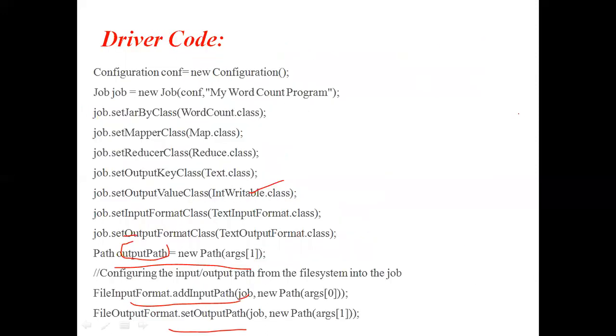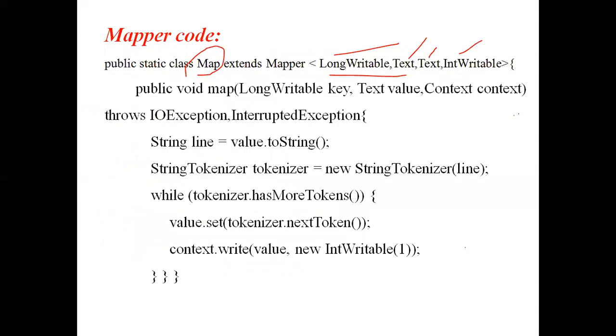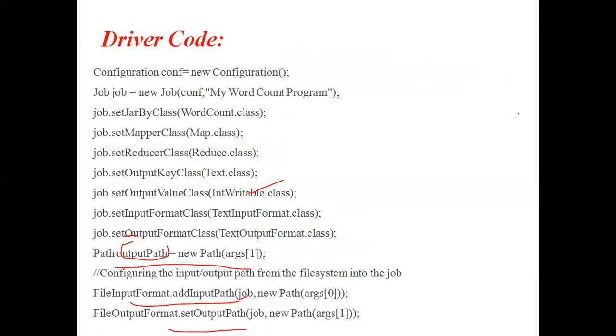Okay, these are the three main classes: mapper code, map class, reducer code, reduce class, and driver code. The driver means the main class; its name is not driver class, there is no predefined name for this one. In our Java program, the main class will be there, that is nothing but this driver class. We are calling this main class or driver class because it is going to drive the entire operation.